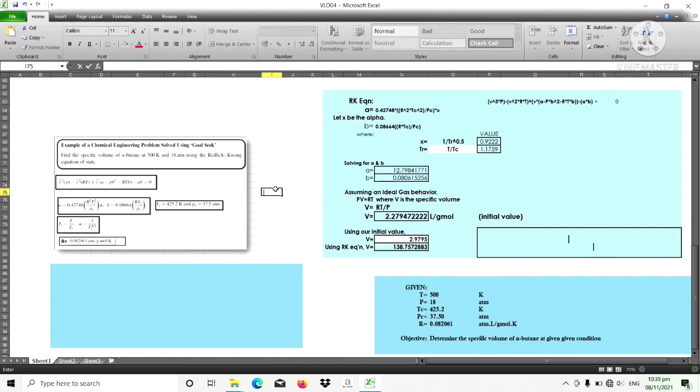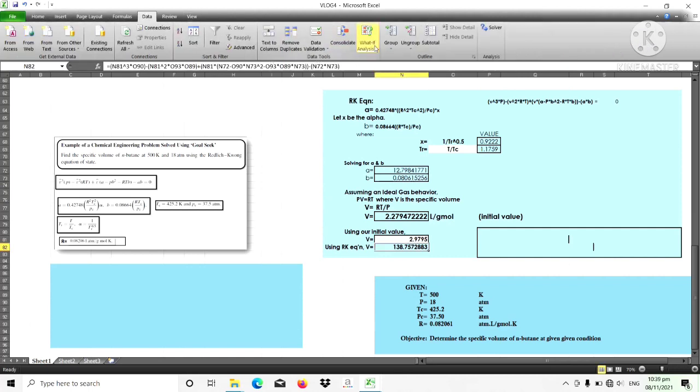From this one we would now use Solver. So go to What-If Analysis, then Goal Seek. By the way, Goal Seek is what we will use to solve this problem. We have Goal Seek. The to value is 0, by changing the cell which is the value of V, using the initial value of V. Then press OK.